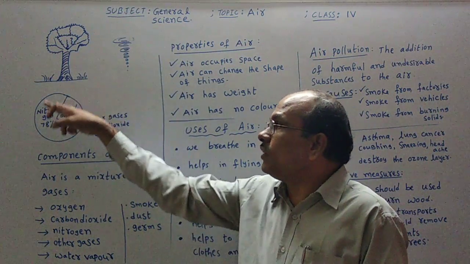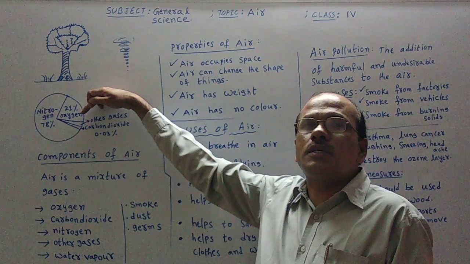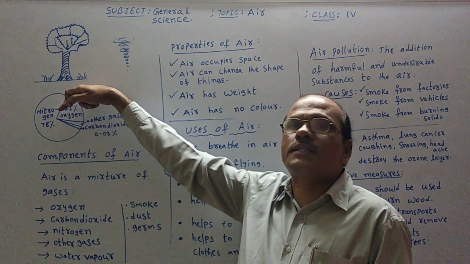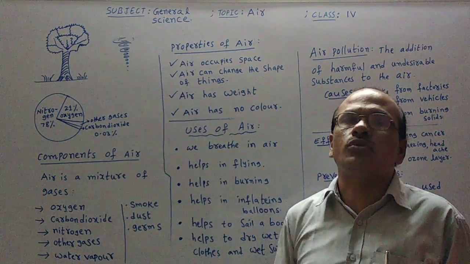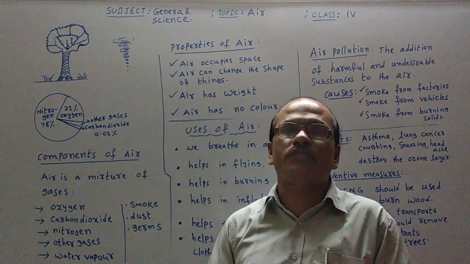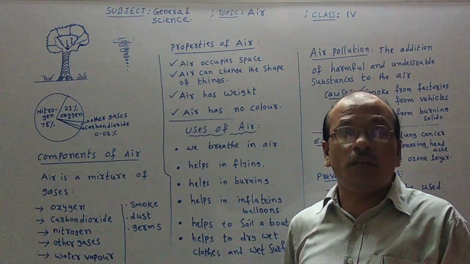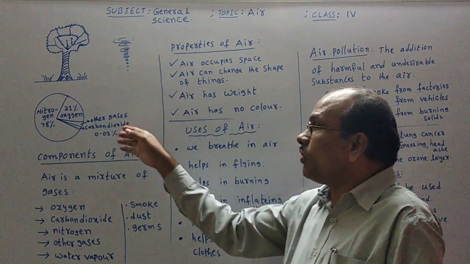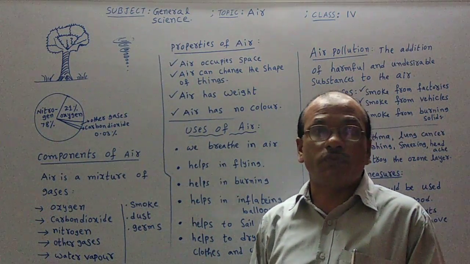air, it is fully containing 21% oxygen, 78% nitrogen, the carbon dioxide gas is also there, 0.03%, and other gases are also there. Air is a mixture of many gases. Among those few gases we have discussed, the air is a mixture of many gases, we said.